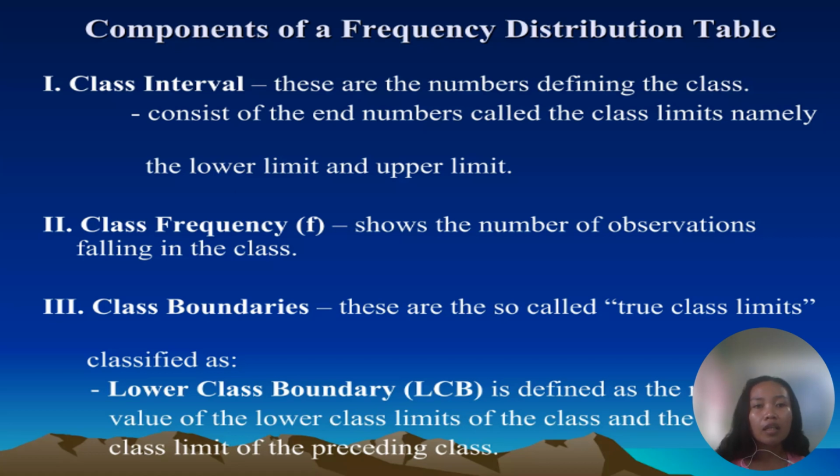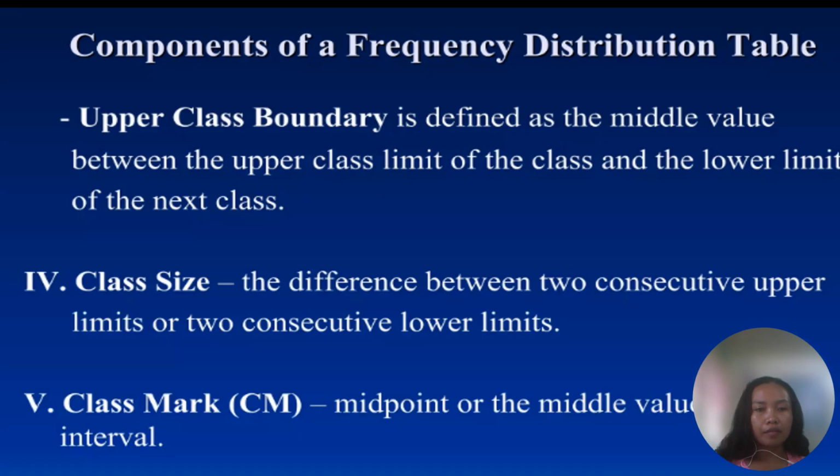Class interval: these are the numbers defining the class. They consist of the end numbers called the class limits, namely the lower limit and the upper limit. Class frequency shows the number of observations. Class boundaries are the true class limits. The upper class boundary is defined as the middle value between the upper class limit of the class and the lower limit of the next class. Class size is the difference between two consecutive upper limits or two consecutive lower limits. Class mark, or CM, is the midpoint or the middle value of the interval.